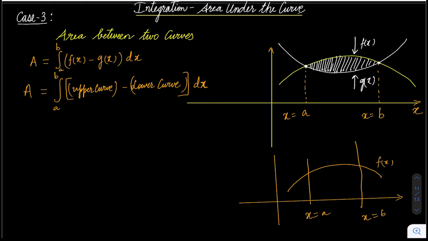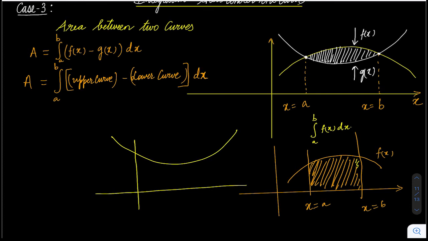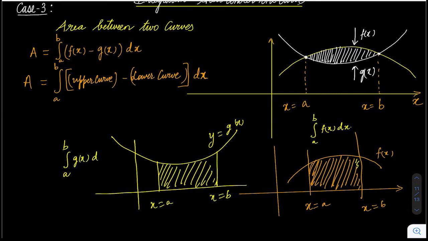This is my f(x). So if I find this area that is between f(x), the x-axis and the lines x equal to A, x equal to B, then this shaded area will be integration A to B f(x) dx. And similarly, if I have g(x) something like this, and from x equal to A to B, if I find this area below the g(x) graph down to the x-axis, then this area will be integration A to B g(x) dx, right? This is what we have done in case 1.